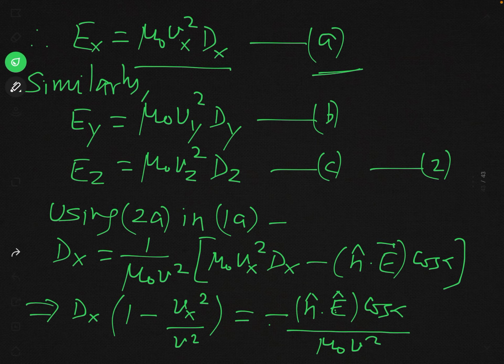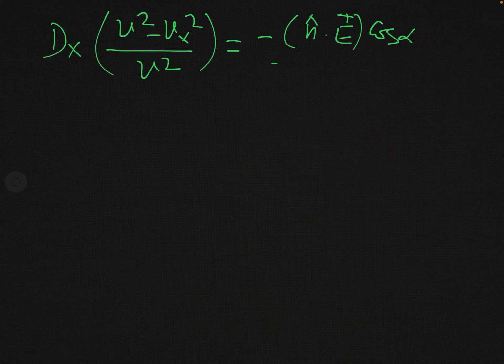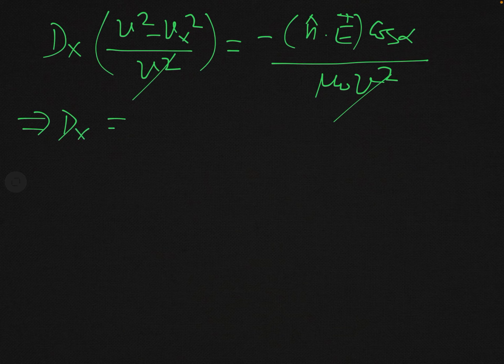And let us simplify this result. Take the LCM and simplify it. So you can see this will be dx into (V square minus Vx square) over V square, and this will be equal to minus n hat dot E into cos alpha over mu naught into V square. See here, this V square in LHS and in RHS will cancel out, and from this result you can write the expression for dx. So what will be this dx?